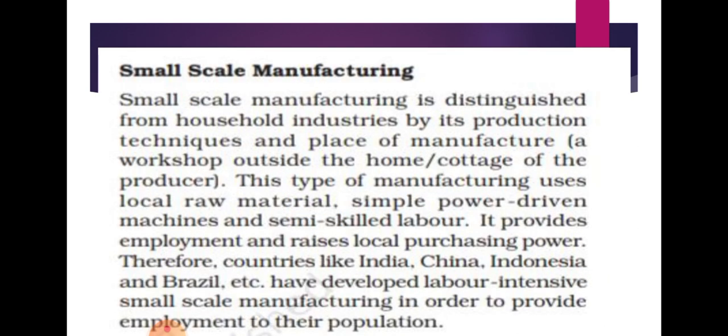Now, the next type of industry that we have is the small scale manufacturing. Small scale manufacturing, we can separate it from the household industries by the procedure of the production. Actually, they are using a little bit of tools and techniques. In this kind of manufacturing industry, the workshops are located outside of the home or the cottage of the producer. In this kind of manufacturing, they are using local raw materials.